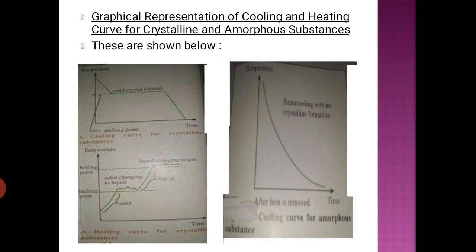Now the third graph there is about amorphous. Temperature against time still. This is after heat is removed, that's when you get this shape of graph. It is no more under heating stage. Immediately you remove the heating, then it will cool, and then you see this shape of a graph.